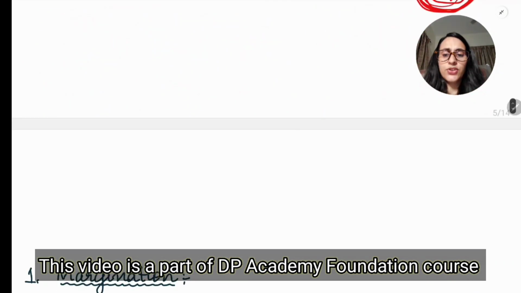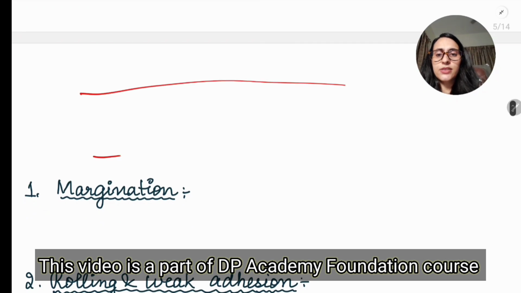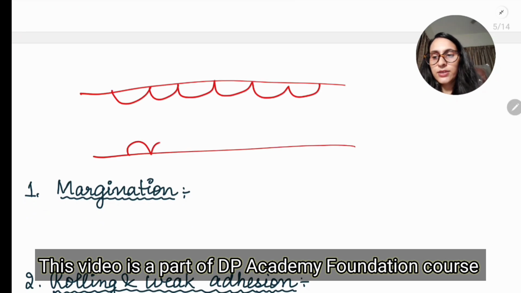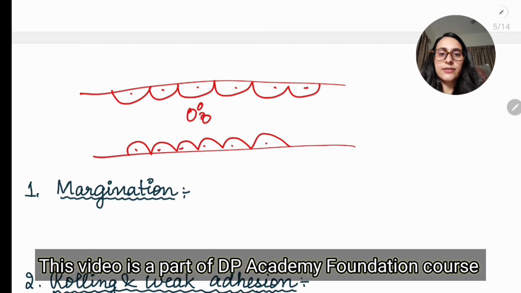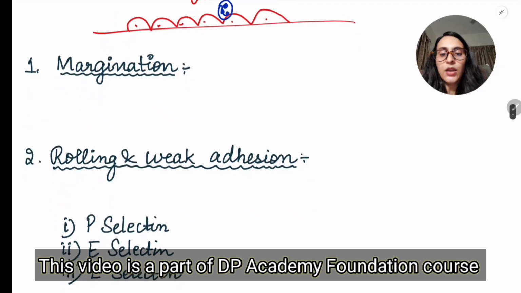The first one over here is margination. We have already discussed, if this is an endothelial cell, these are the endothelial cells. Normally what happens? The cells are present at the center, and there is plasma at the margin. Here, the WBCs come at the margin, and this is known as margination. Very easy. During this process, the cells go to the margin to occupy the marginal space. Normally, this marginal space is occupied by plasma.